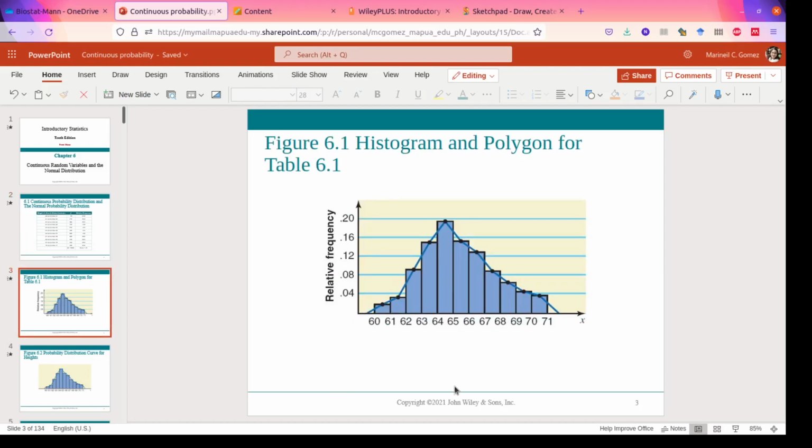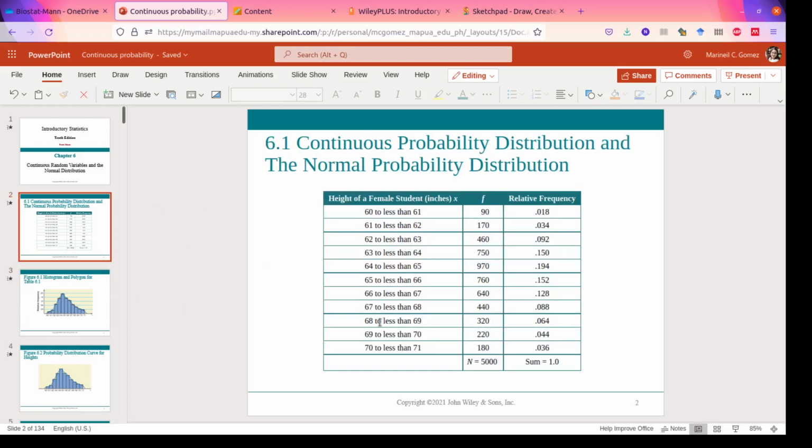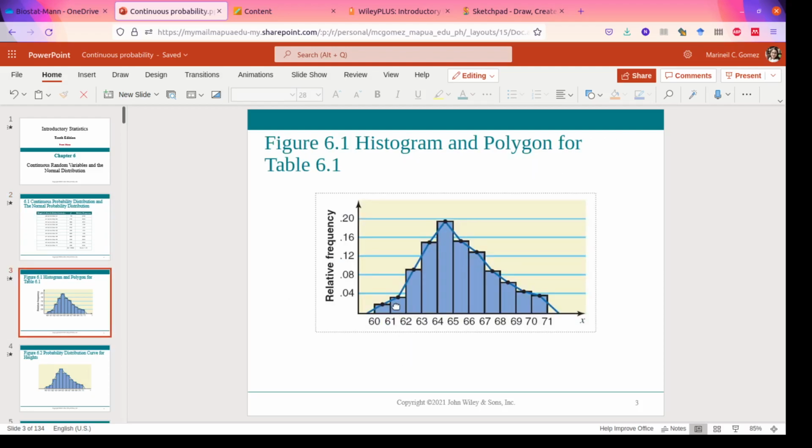And this is what we can see, 60 to 61, so that's the 0.18 frequency around here. That is basically how this histogram was made. If the value falls between 61 and 62, the relative frequency is 0.034, so it translates to around here. Going around with this, you get your histogram, which is the discrete random probability distribution. Now, what we wanted here is a continuous probability distribution, because the height of the female students is naturally a continuous random variable.